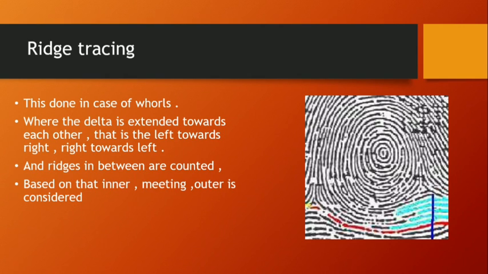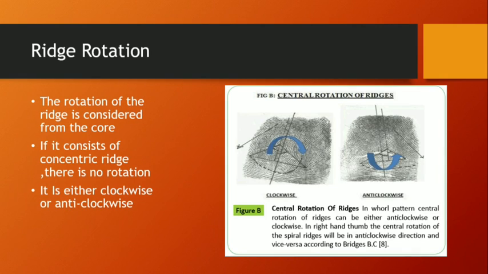So, what is ridge rotation? Ridge rotation is considered from the core. It can be anti-clockwise or clockwise. If the ridge patterns don't have any connection with each other, such as in the form of concentric circles, it is said that there is no rotation. This is helpful in determining the hand from the fingerprint.